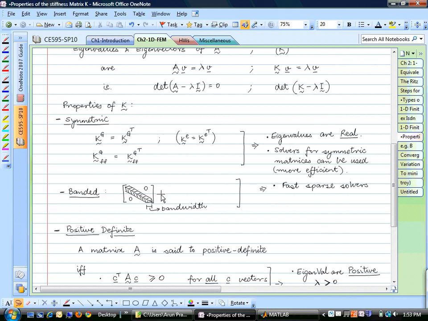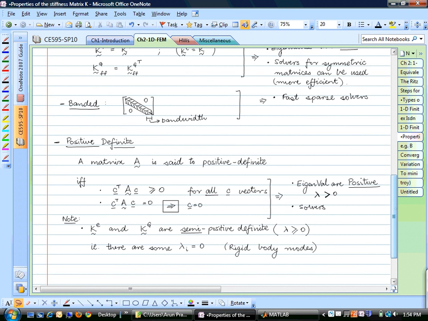So these types of matrices are also called sparse matrices. Sparse because most of the matrix is actually zero. There are only very few non-zero entries, and this is also true for 2 dimensions, 3 dimensions, and so on. The only difference here is that in 1 dimension, the matrix that we got was a tridiagonal matrix. But in 2 and 3 dimensions, you actually have to renumber the nodes in such a way that your bandwidth is minimized. We'll take a look at that when we get to 2 dimensions.